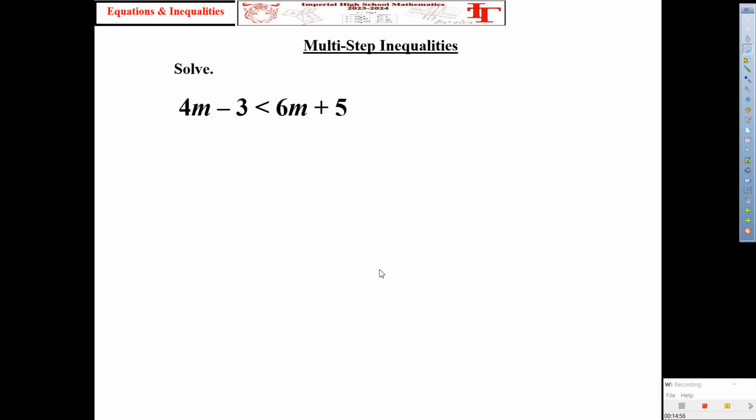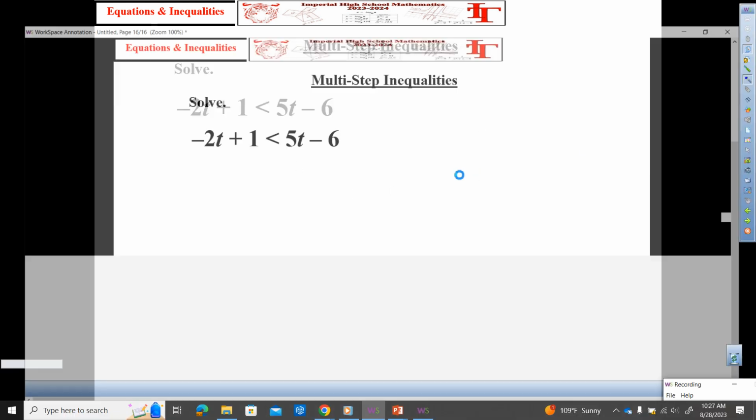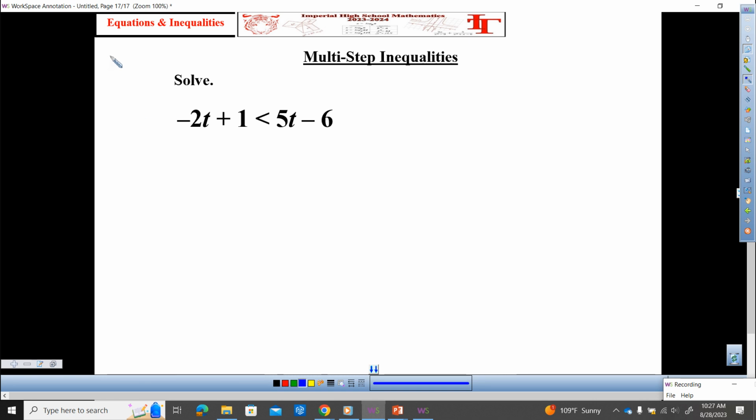As soon as you're done, let's do one more just for the sake of it. Let's see, that one. This one. Let's do this one, example Shazam Q. Example Shazam Q. And it reads, negative 2t plus 1 less than 5t minus 6.